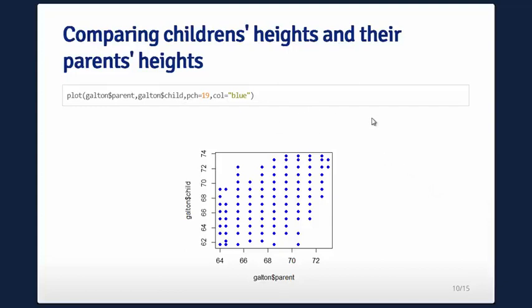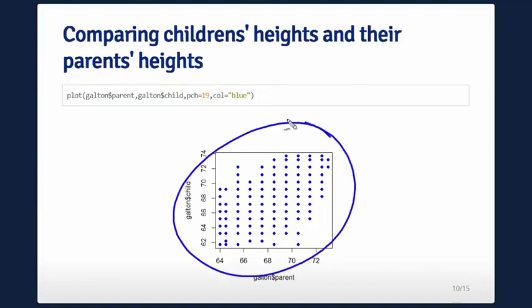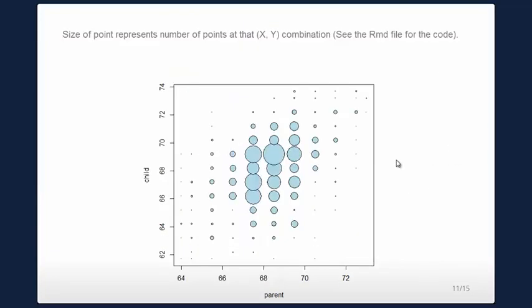Okay, so let's look at Galton's actual data, comparing children's heights and their parents' heights. You can just do plot if you want to. It's right here. A lot of these points are overplotted. They represent several points. What I do here is I have the size of the point be the number of points at that particular child-parent combination.